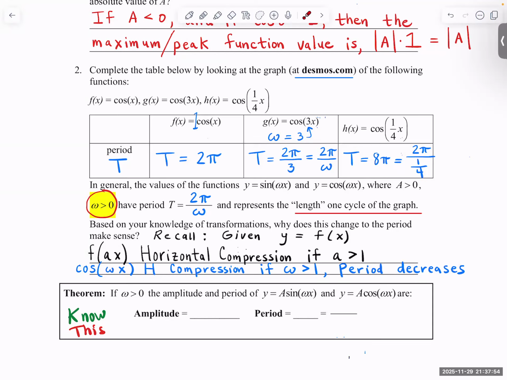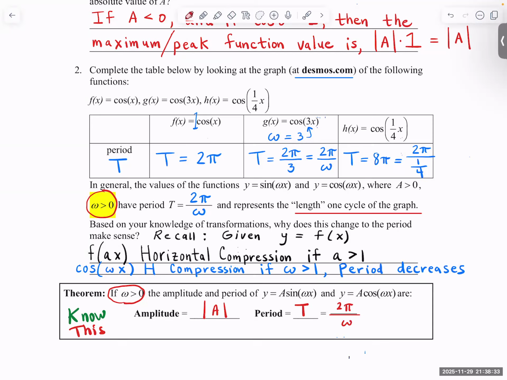So if omega is defined to be positive, omega is greater than 0, the amplitude and period of y equals a sine omega x and y equals a cosine omega x are: amplitude is the absolute value of the coefficient a. Period is defined by the letter capital T, which for sine and cosine is the fundamental period of 2 pi divided by omega.